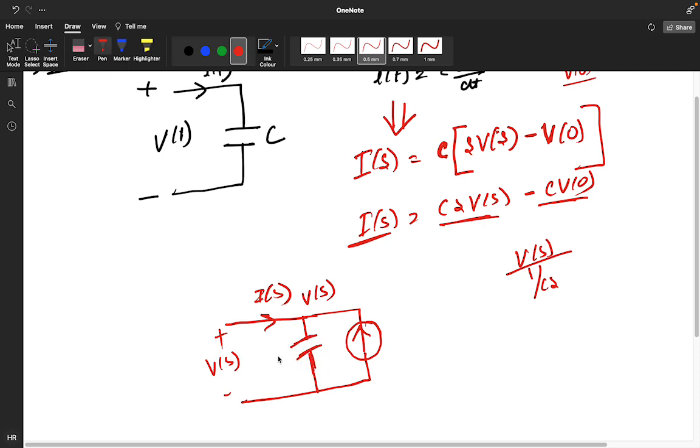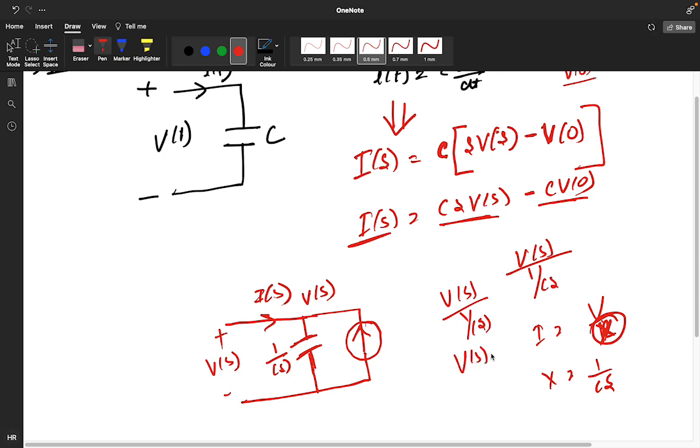In a capacitor, in terms of reactance, we write 1 by CS. So what is the current formula? V by R. Here R means your reactance, so I am writing it in terms of X, and X is 1 by CS. That's why I have written 1 by CS. So V of S divided by 1 by CS, you will get V of S into C into S.